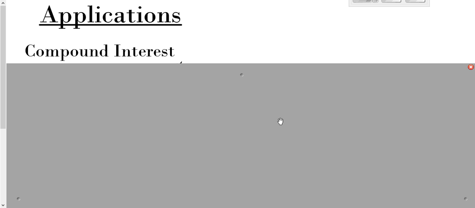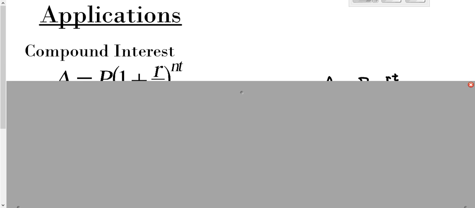So this is if you ever put money in the bank and you put it in a savings account that earns interest, this is what's going to happen. Okay, when people are investing money, this is what they use, compound interest. So there are two kinds. There's two equations, and we'll talk about what all of the variables mean.